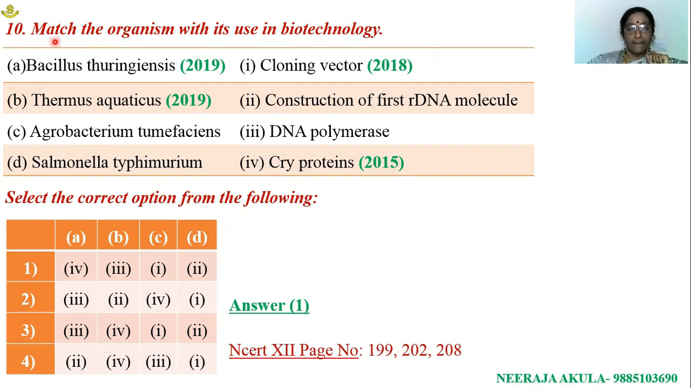Question number 10. Match the organism with its use in biotechnology. Bacillus thuringiensis, Thermus aquaticus, Agrobacterium tumefaciens, Salmonella typhimurium. Bacillus thuringiensis is a bacterium which has a specific type of gene involved in the production of a toxic protein that exists in the form of crystals. So Bacillus thuringiensis, crystal proteins.